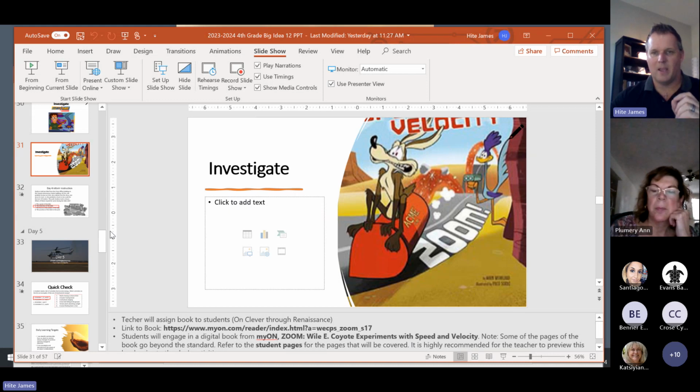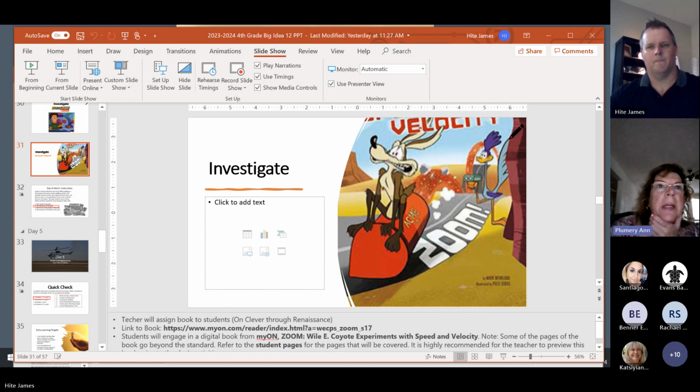For Myon, I have the link in here, and I think it's in the framework, but there's an easy way to find it. Because you don't go on Myon. If you open up Myon through Renaissance, and then you click on the link, it's been working for me to where you don't have to sign in and it takes you right to the book. Before you had to sign in and then go to the book. It's been working for me. I don't know if it'll change or not.